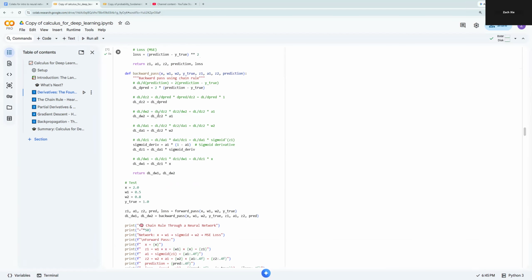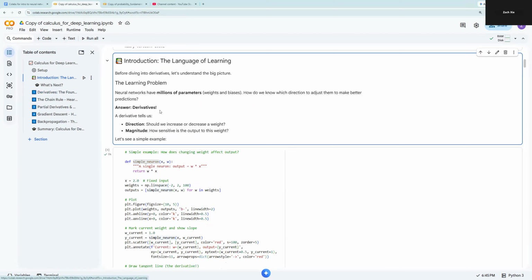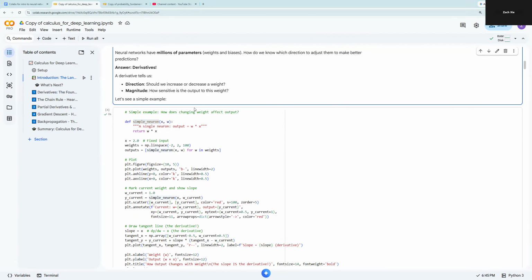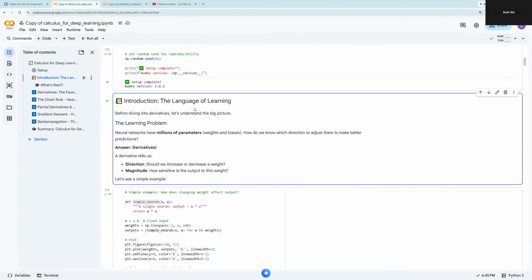Hello. In this video walkthrough, we're going to look at this notebook, which talks about the basic calculus for deep learning. It's very important to calculate the derivatives. And in this context, we're talking about the derivatives for vectors or tensors.